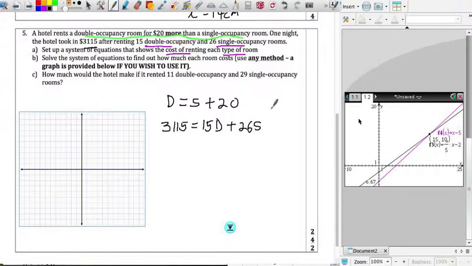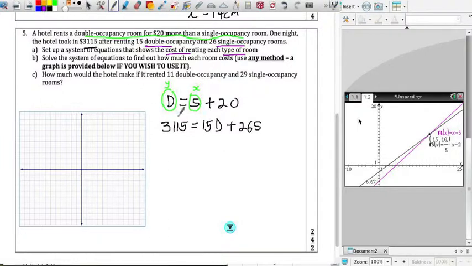And again, we have options here whether we want to solve this by graphing or whether we want to solve this by algebra or elimination. So what I'm going to do in this case is I'll solve it using the calculator. I'm effectively going to treat D as if it's the Y variable and S as if it's the X variable from the point of view of the calculator.